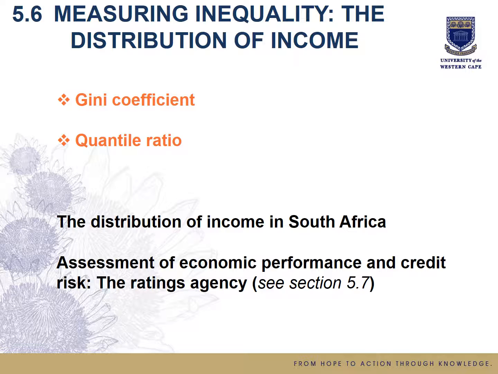The third measure of income inequality is the quantile ratio. The quantile ratio is the ratio between the percentage of income earned by the highest 10 or X percent of the population and the percentage of income earned by the lowest 10 or Y percent of the population. The higher the ratio, the greater the degree of inequality.